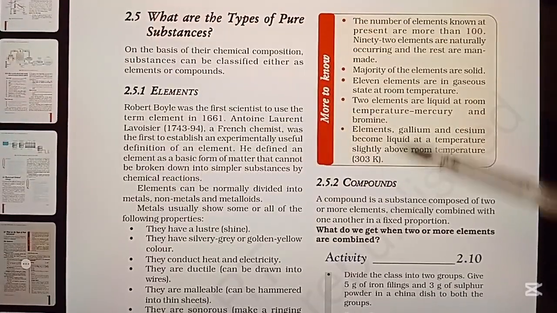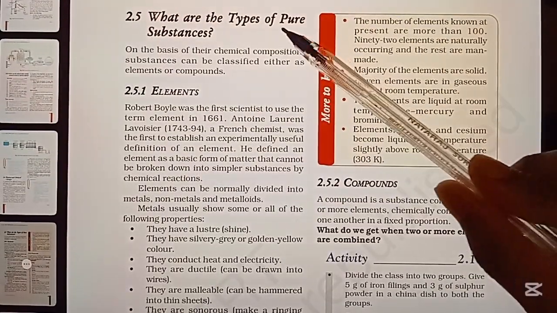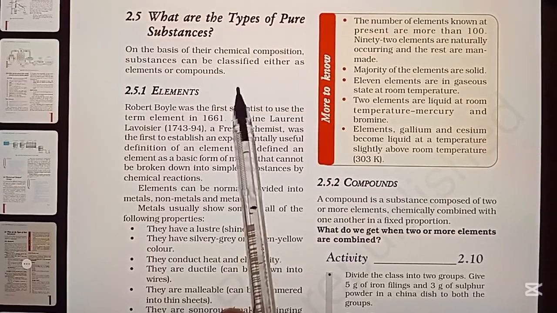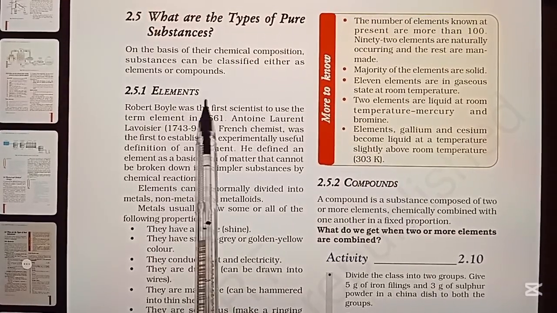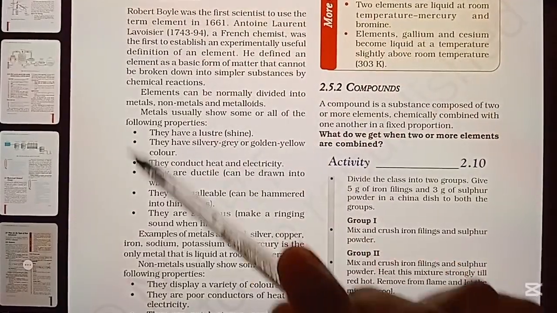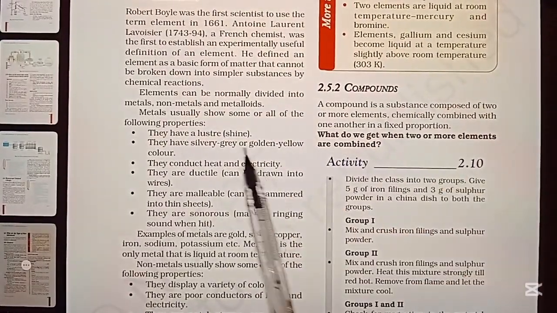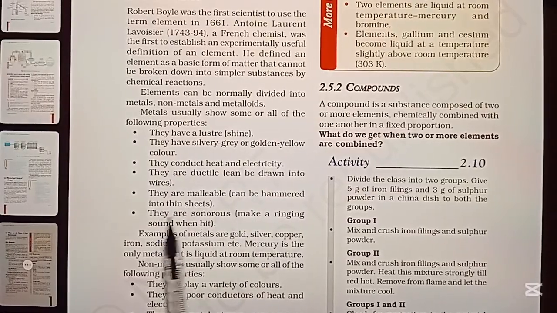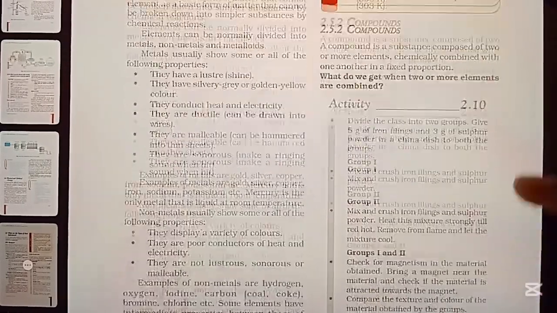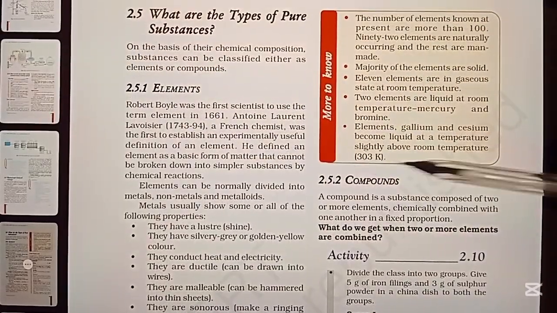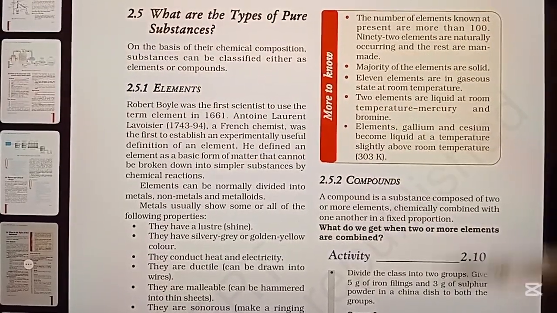Now what are the types of pure substances? Pure substances can be categorized into two, that is elements and compounds. Elements are single substances. Compounds are when two elements come together. It is what we call compounds. All these properties are important. They'll ask you what are the properties of metals. So they are lustrous, they are malleable, sonorous, ductile. All these are very important. Read this page as well as this example. This can be asked for MCQs.